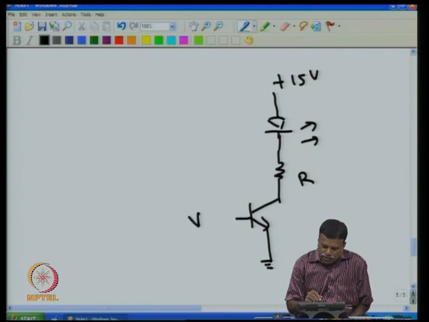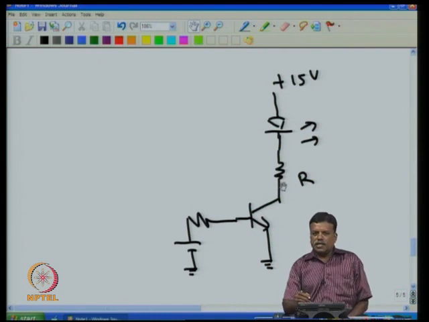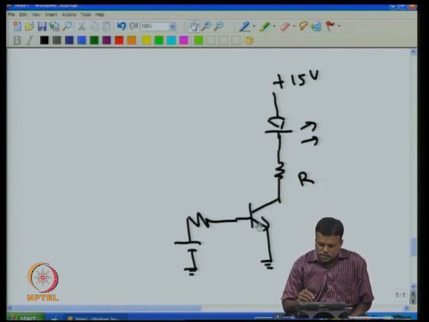Now if I want to make the transistor on, I give a voltage at the base. If I give a voltage at the base, then there will be a current in the base circuit, and then there will be a current here as well. So the LED will glow if sufficient current flows through this. Now we want a 10 milliampere current through this, and this is the transistor connected.